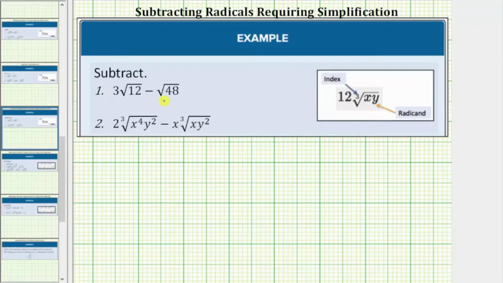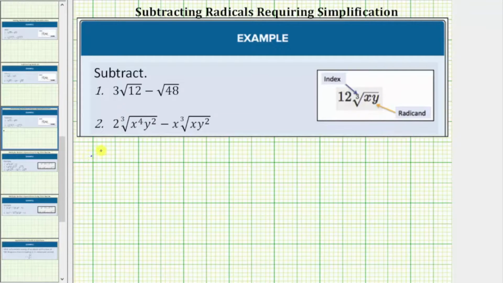We were asked to subtract the given radical expressions. In order to add or subtract radicals, we must have like radicals. Like radicals are radicals in which the radical part is exactly the same, meaning the index is the same, and so is the radicand. However, before we identify like radicals, we must simplify each radical completely.